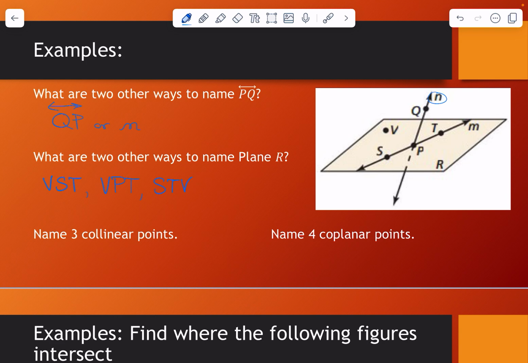Name 3 collinear points. We have S, P, and T. And those are the only 3 collinear points. If I ask name 4 coplanar points, now I'm looking for 4 points that lie on the same plane. That would be V, T, P, and S.